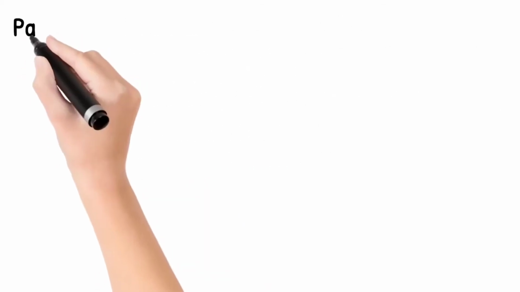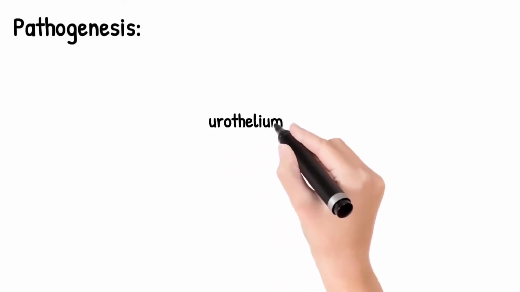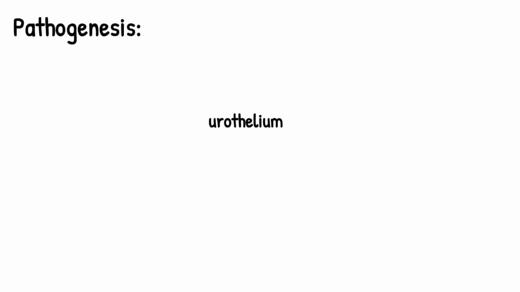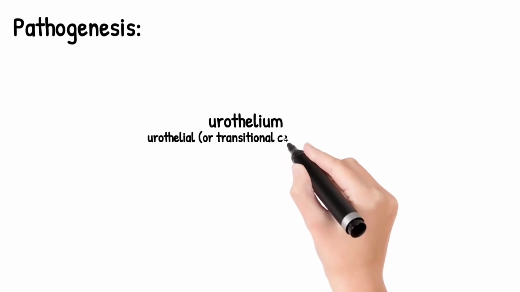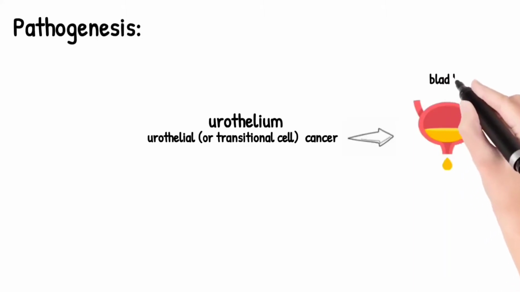For the pathogenesis, the most common of all upper urinary tract cancers are those found in the renal pelvis and renal calyces. Cancer in the ureters makes up about a quarter of all upper urinary tract cancers. Tumors of the renal calyces, renal pelvis, and ureter start in the layer of tissue that lines the bladder and the upper urinary tract called the urothelium. Cancer that starts in the urothelium is called urothelial or transitional cell cancer. This is the most common type of cancer found in the bladder as well.